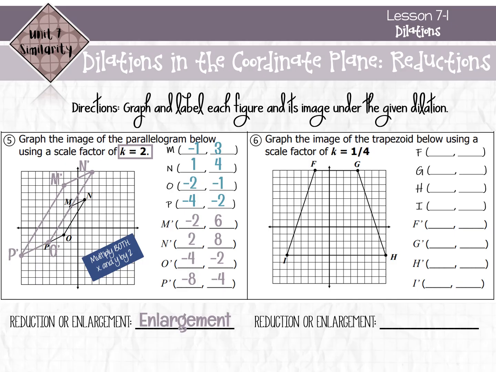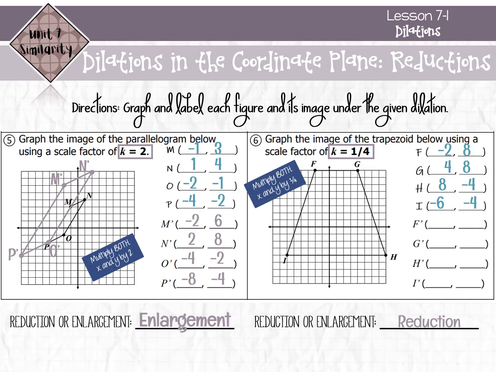Number 6, graph the image of the trapezoid below using a scale factor K is 1/4, a reduction this time. Good thing, otherwise we would run out of space on our coordinate grid. Here's our points. F is at negative 2, 8. G is at 4, 8. Point H is at 8, negative 4. And I is at the point negative 6, negative 4.